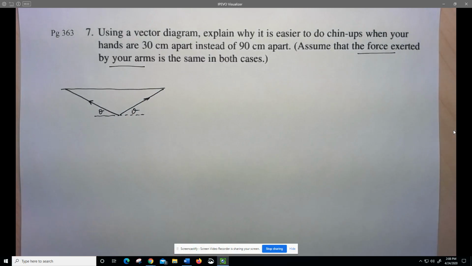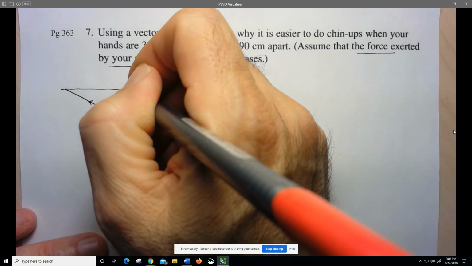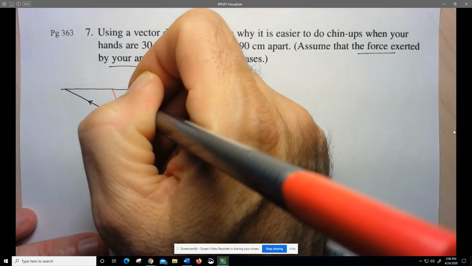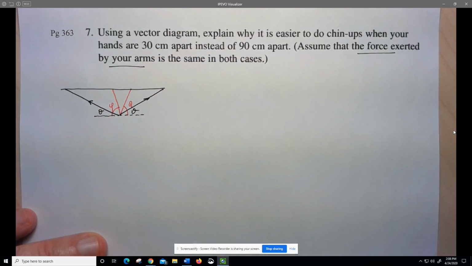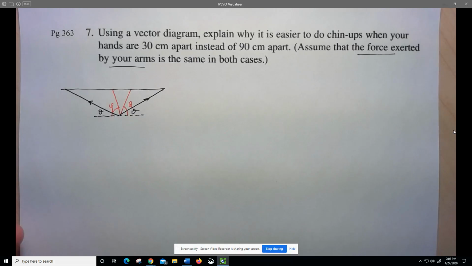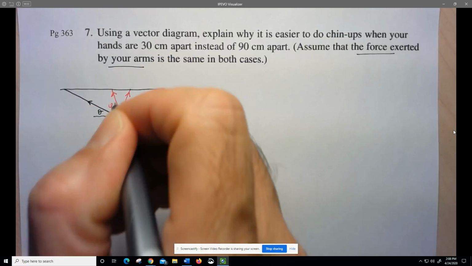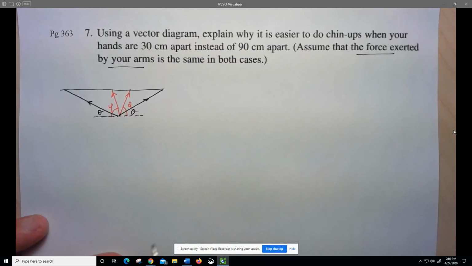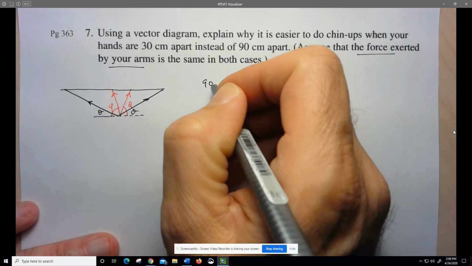But then if you have your arms closer, well, then the angle from the horizontal is going to be bigger. So say we call that one phi, and again, it'll be the same one on the other side. Okay, so now let's use this to draw, and again, the length of each vector, the amount of force being applied, is the same in all scenarios. Okay, so let's draw the 90 centimeters apart.